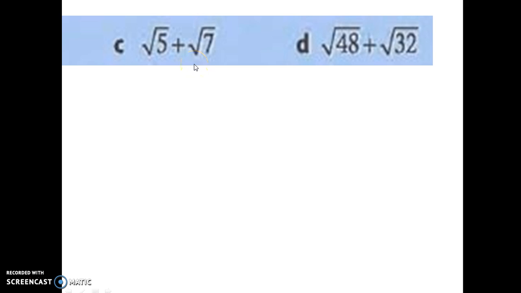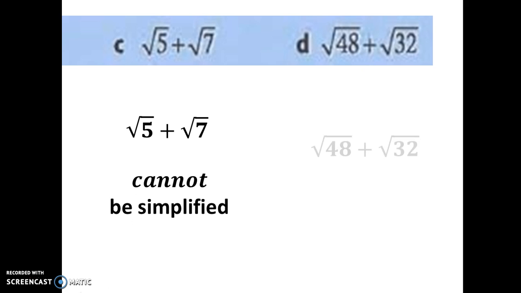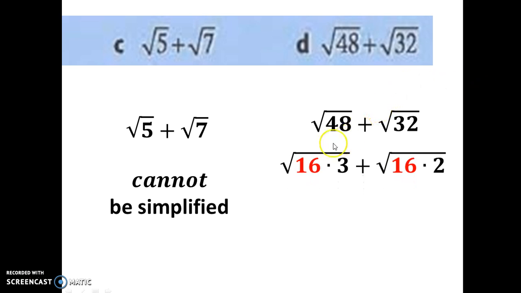Couple more. Hopefully with that first one you noticed everything's been reduced, it can't be reduced anymore, they're not like terms, so you leave it as is. You cannot do anything else with that. Second one, give it a try. All right, in this one, 48 becomes 16 times 3, 32 becomes 16 times 2. Remove a 4 from each of those. 4 comes out, and we end up with 4 of these, 2 of those, and again, these are not like terms, so you stop there. You cannot combine those at all.